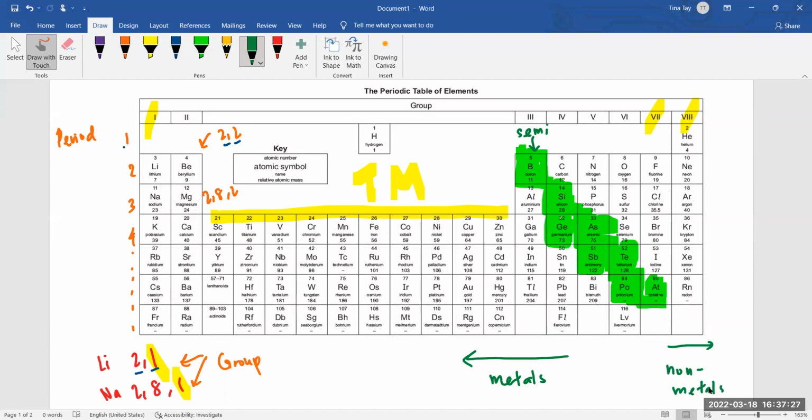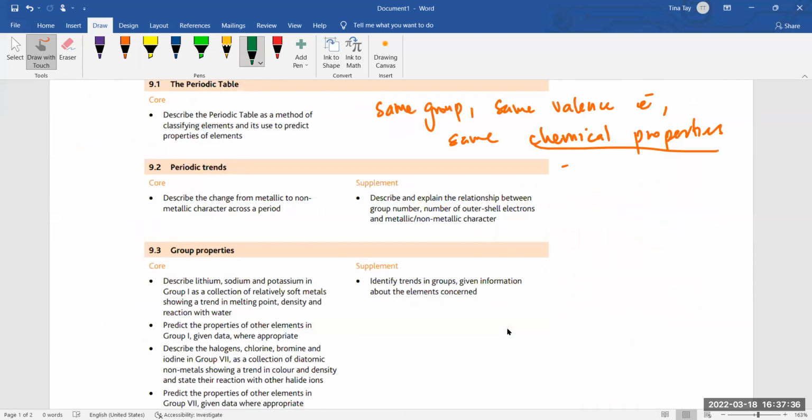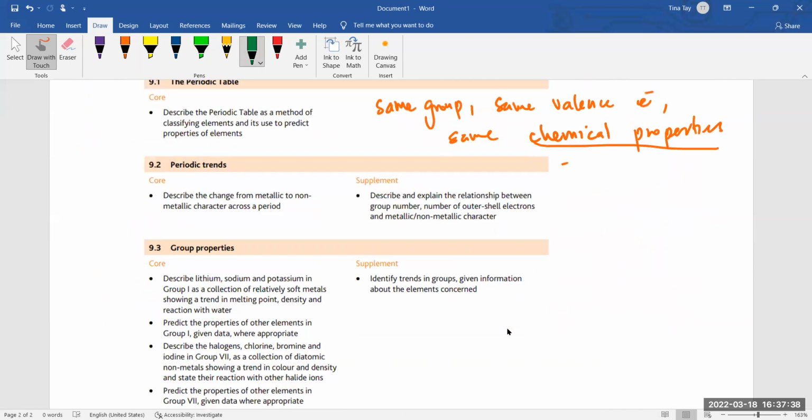Now, do you guys all remember metal and non-metal properties? Hello? Guys, do you remember? Metal and non-metal properties. No? Don't remember? Okay.